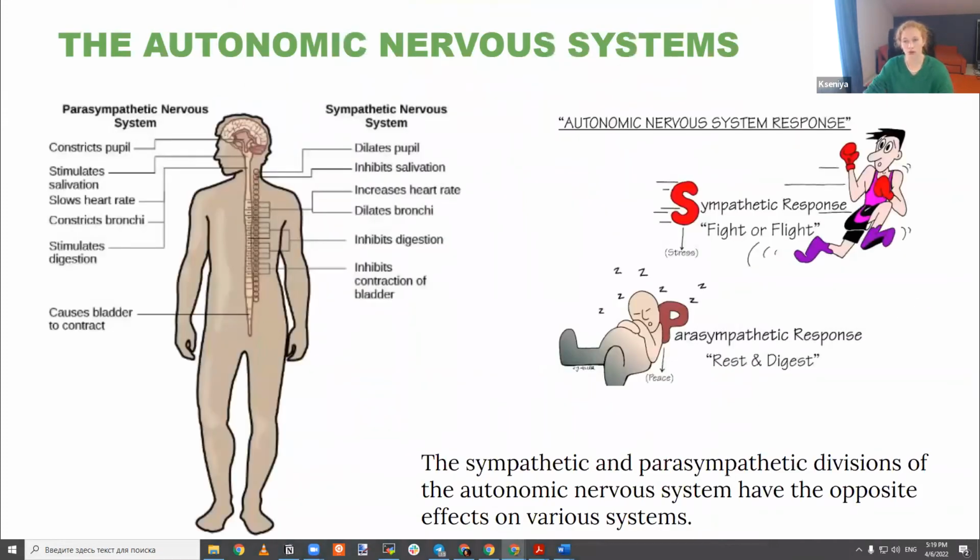The effect of the parasympathetic nervous system is the opposite to the sympathetic, and it prepares the body to rest and digest food. To better remember which system is responsible for what, you can remember that sympathetic is stress and parasympathetic is peace.